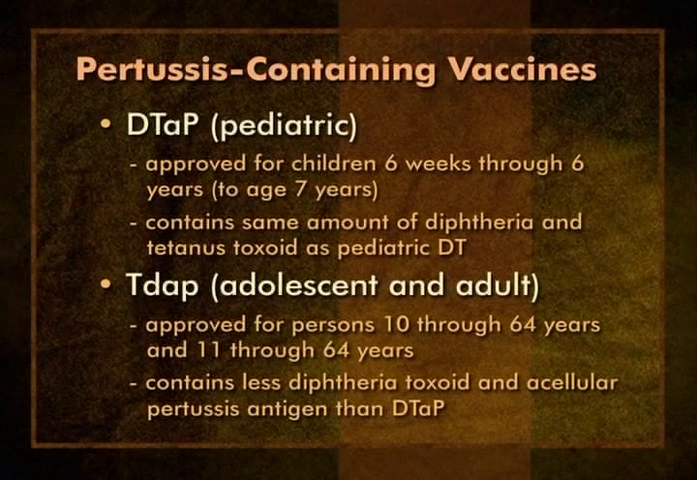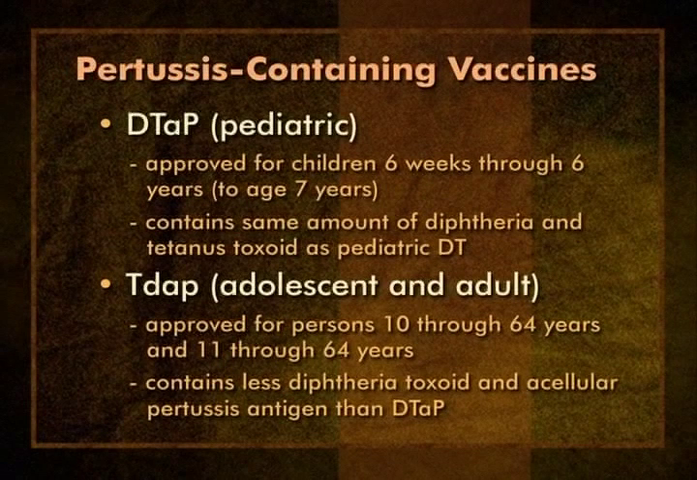Tdap vaccine, big T, little d, little a, little p, is the acellular pertussis vaccine for adolescents and adults. The big T and little d should help remind you that these are vaccines for older persons, like adult Td. There are two brands available that have slightly different approved age indications. One vaccine is approved for persons 10 through 64 years. The other is approved for persons 11 through 64 years.